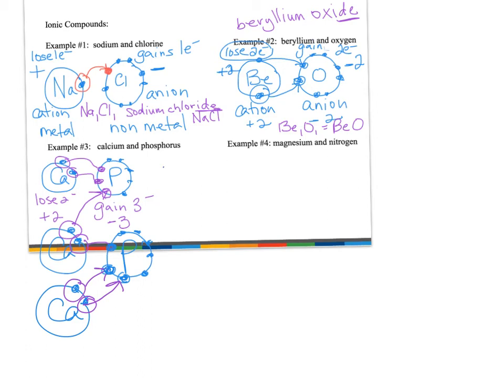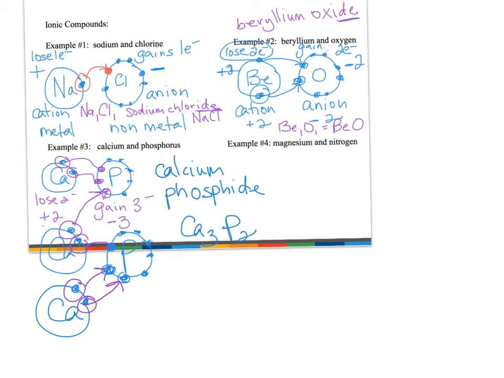So this becomes calcium phosphide, I should say. So calcium phosphide is this ionic compound, and it took 3 calciums to 2 phosphorus to create a stable compound. Now what's interesting about these subscripts is that it tells you how many atoms it takes in order to make the stable compound.